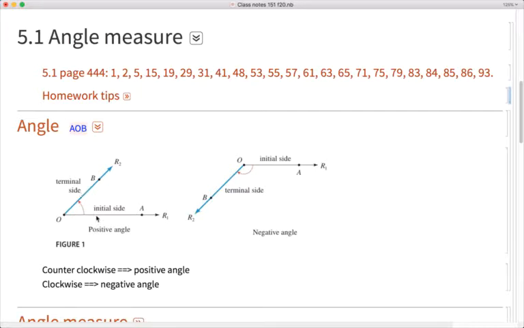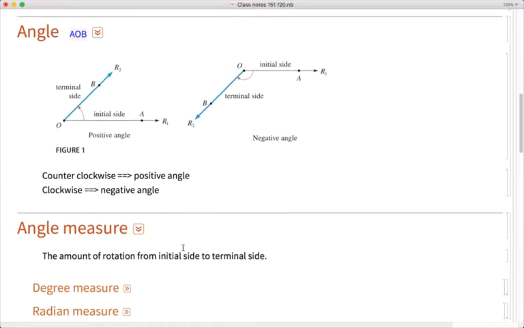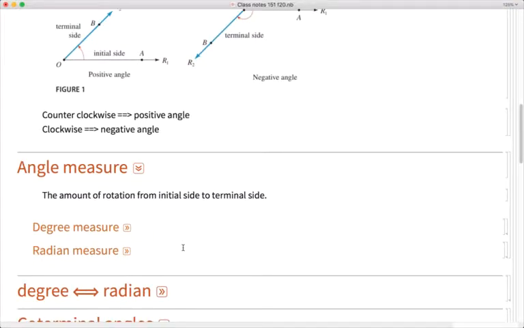If that rotation is counterclockwise, we say that this is a positive angle, and if the rotation is clockwise, like from, what would that be, 3 o'clock down to 7 o'clock, if that's a clockwise rotation, we say the angle is negative. Okay, so that's what an angle, let's see, AOB, where did that come from? Well, we've got a point A, O maybe standing for the origin, and B is on the other ray. Okay, so the amount of rotation from initial side to terminal side is what we call the angle measure.